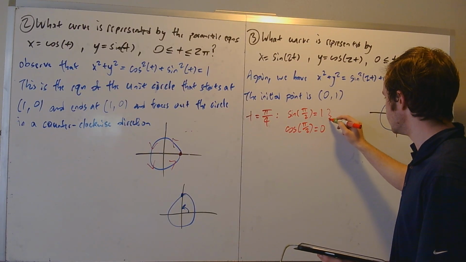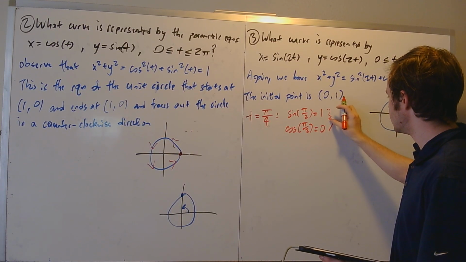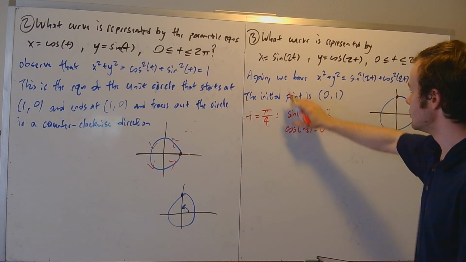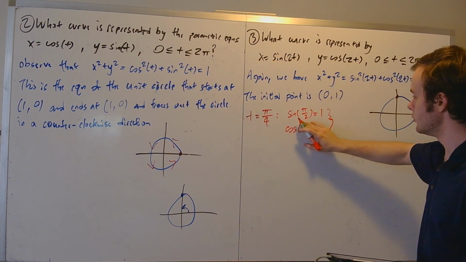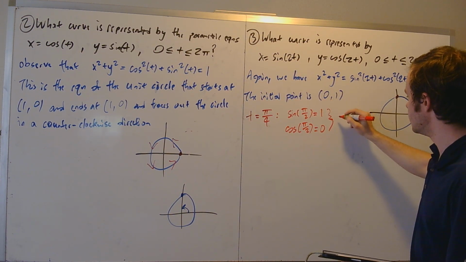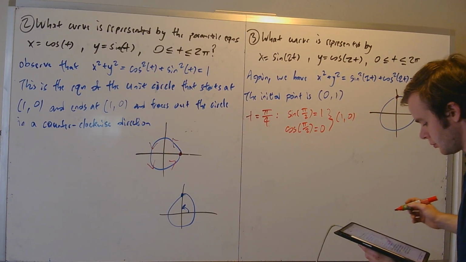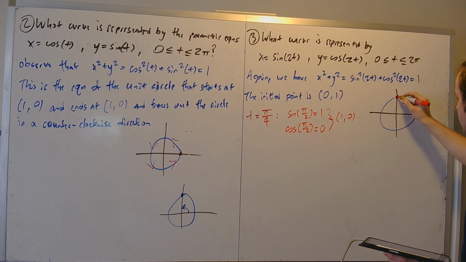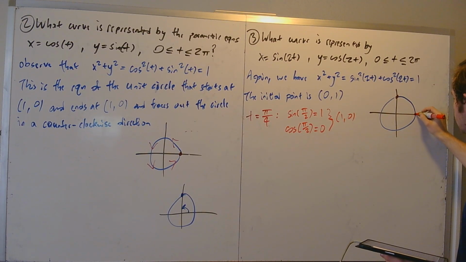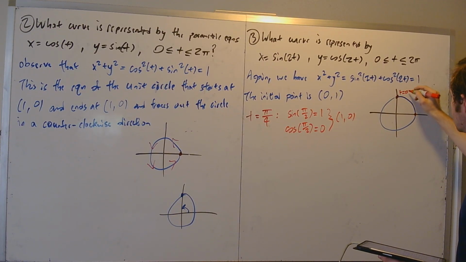So the point here, remember, the sine part is now going to be the x value, so the sine of this is 1. So it's 1, 0. So our second point on the curve, so we started here, and our second point is at 1, 0. So this was at t equals 0. This was t equals pi over 4.